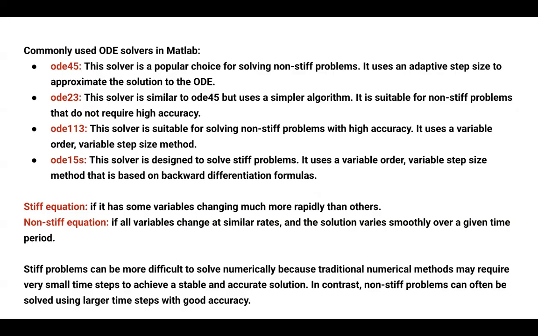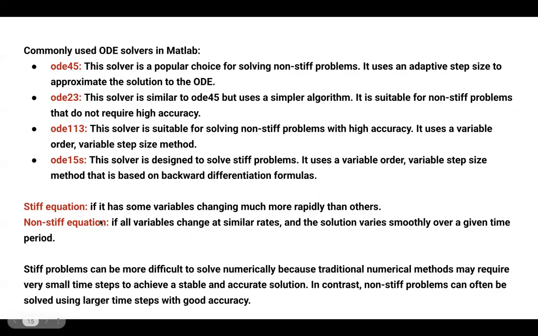So you have multiple variables, and each of these variables has a different sensitivity towards your independent variable. If the sensitivity is very different, then you call it a stiff problem. If all the variables have the same level of sensitivity with respect to the independent variable, then we consider it a non-stiff problem. If we have only one equation, stiff and non-stiff are the same thing; there is no differentiation. A stiff equation means some variables change much more rapidly than others. A non-stiff equation means all the variables change at a similar rate, so the solution varies smoothly over a given time period.